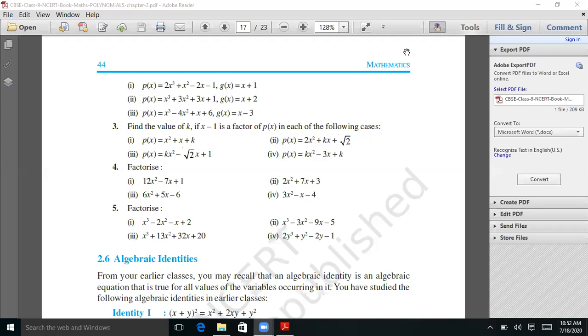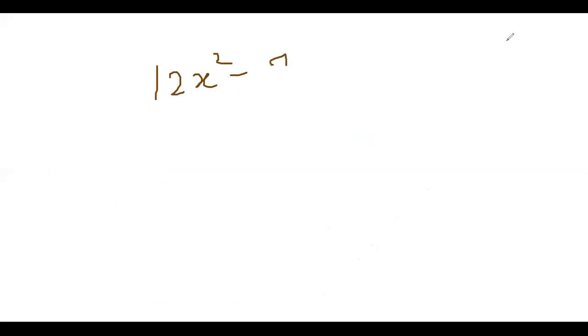Now here question 4 is, factorize 12x square minus 7x plus 1. Here you are to factorize, and earlier you have done the splitting the middle term formula. The same we are going to do here. It's 12x square minus 7x plus 1.